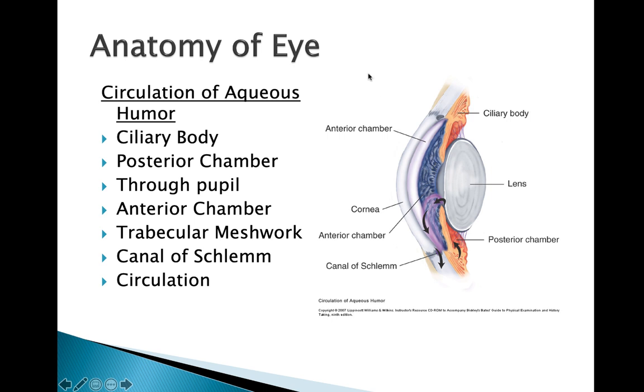So the next thing we're going to talk about is the circulation of aqueous humor. It's important to know what happens with the aqueous humor, because this plays a role in glaucoma, acute angle glaucoma, and chronic glaucoma. So whenever aqueous humor is produced, it's produced in the ciliary bodies. So here's the ciliary bodies, and from the ciliary bodies, the fluid goes into the posterior chamber. So this is the portion of the posterior chamber. It washes over the lens, again, to kind of hydrate the lens, and it goes through the pupil into the anterior chamber. From the anterior chamber, it goes to the trabecular meshwork, and then out the canal of Schlemm and back into circulation.